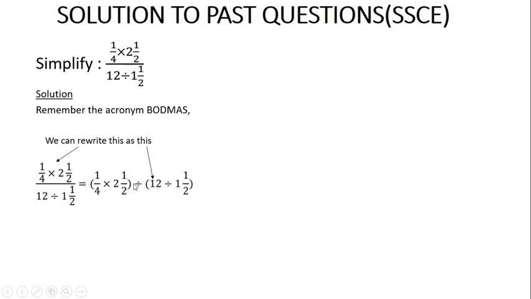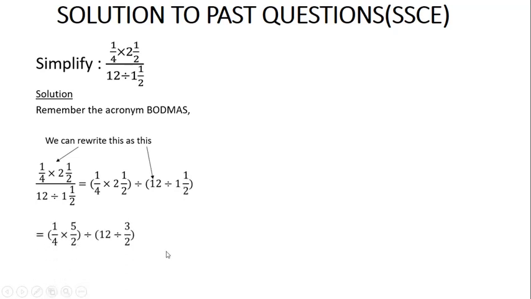From this, the first thing we need to do is to evaluate the one in brackets first. And how do we go about it? For us to be able to evaluate this, we need to change this to an improper fraction. This is called a mixed fraction. And how do we change this to an improper fraction? 2 multiplied by 2 will give us 4, plus 1, that will give us 5. So this automatically becomes 5 over 2. And also 2 multiplied by 1, that's 2, plus 1, that's 3. So this automatically gives us 3 over 2.